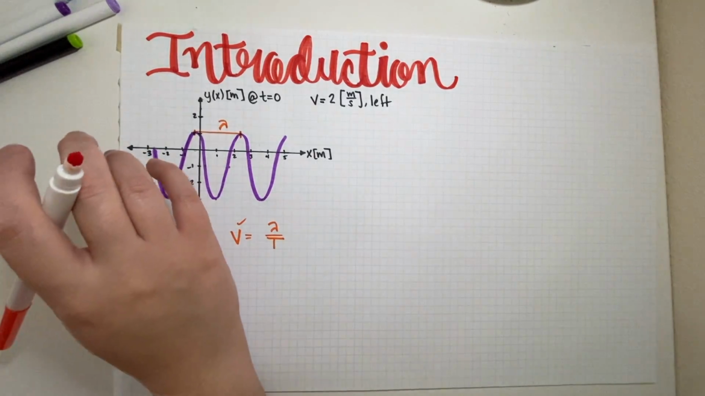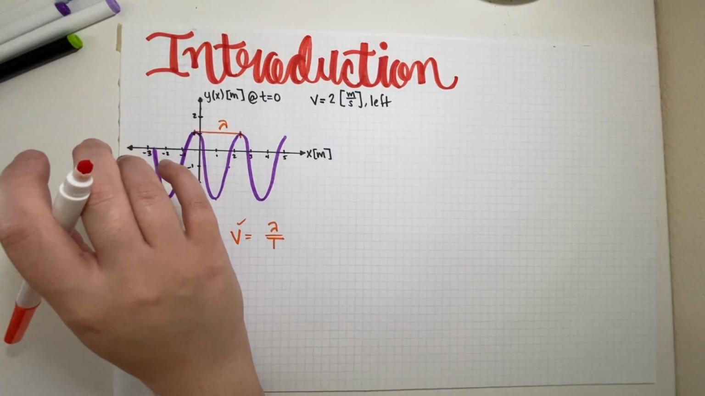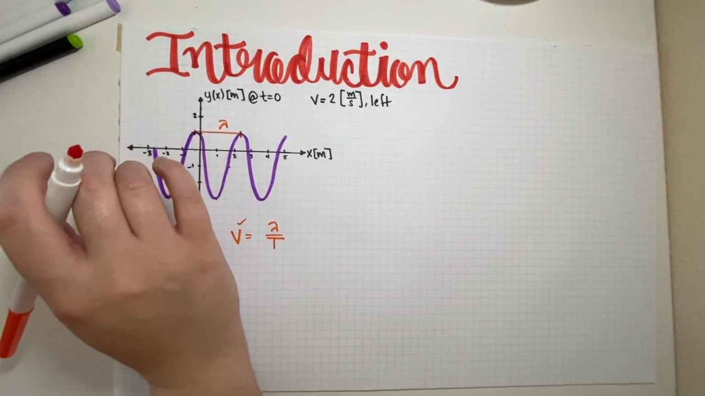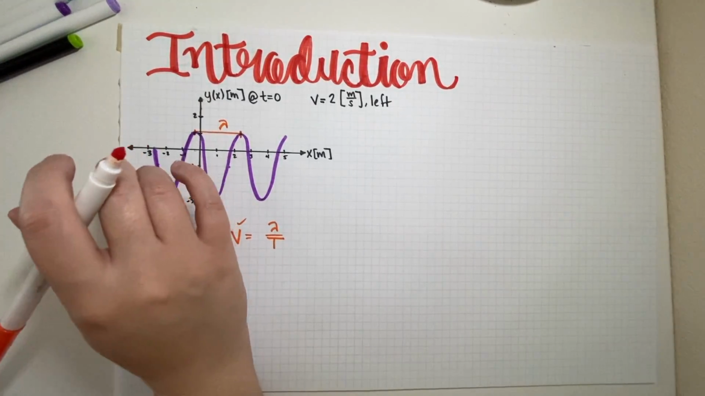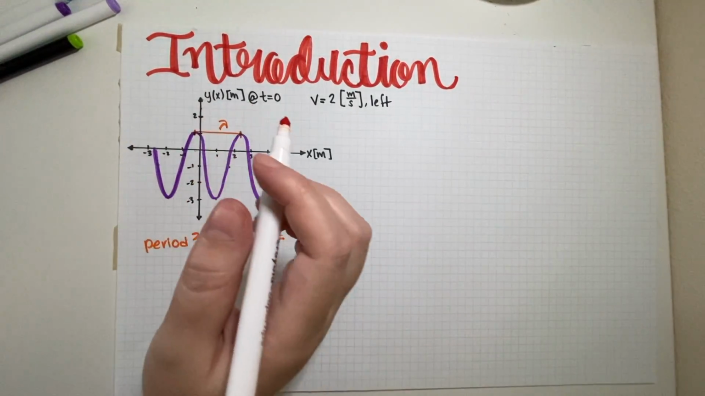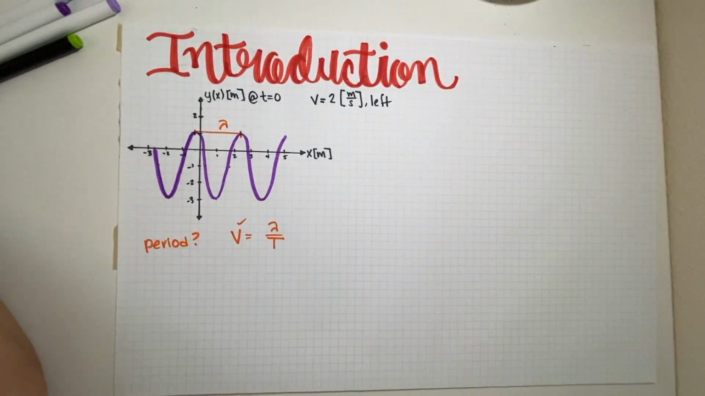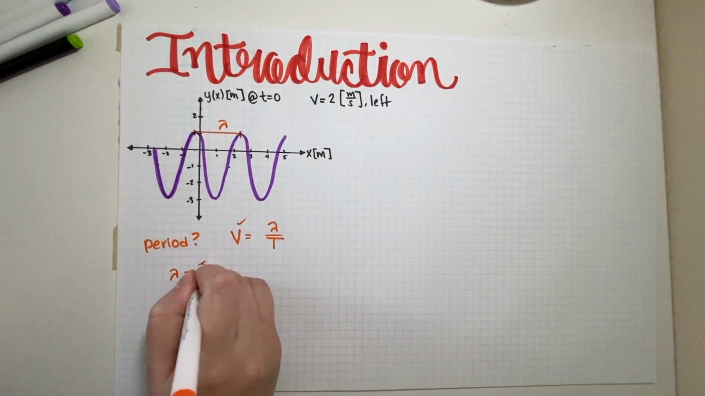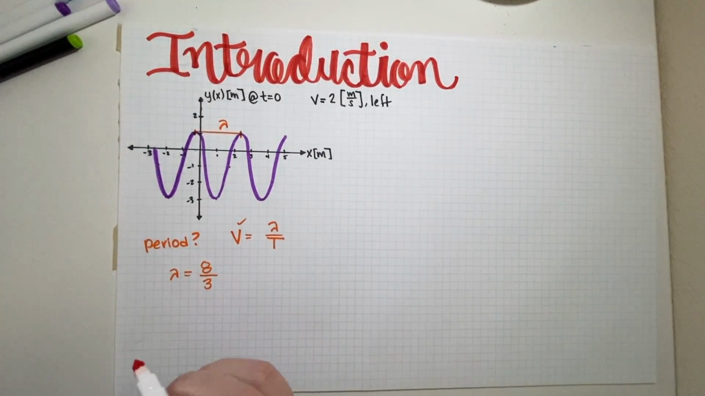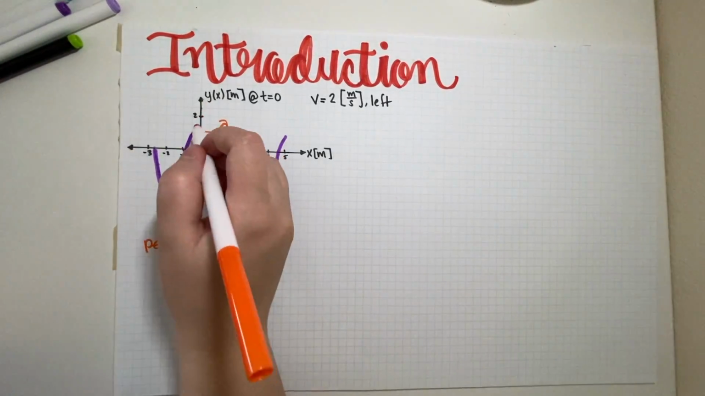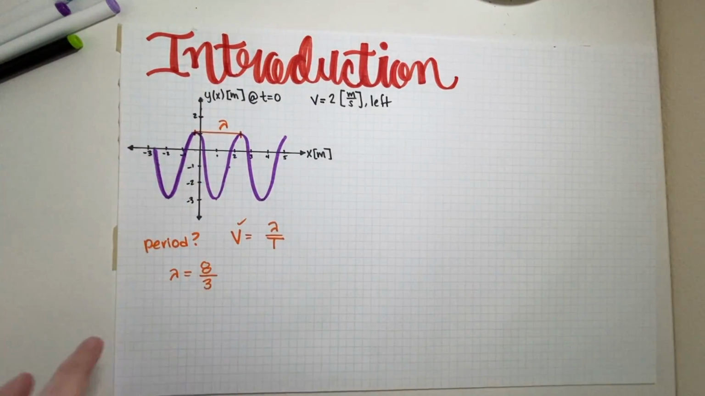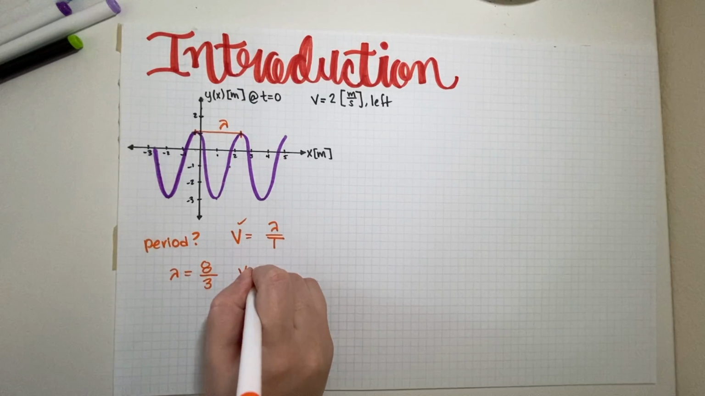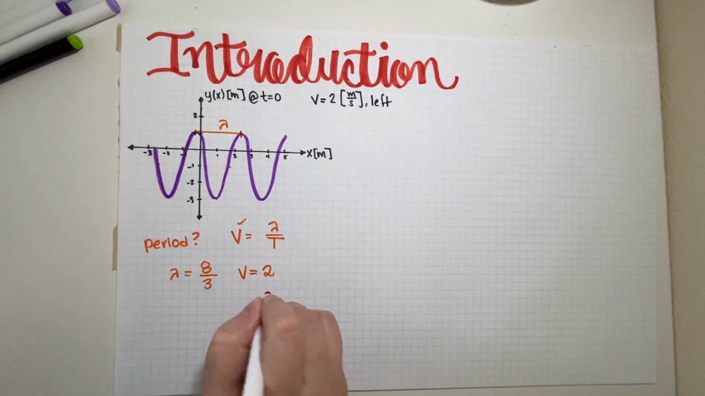But if you actually look at the original graph, the graph is divided in thirds. So if you count 1/3, 2/3, 3/3, 4/3, 5/3, 6/3, then you're going to see that your lambda is actually 8/3. Again, the graph from the original problem is divided in thirds, so you would go 1/3, 2/3, 3/3, 4/3, 5/3. So now we have this lambda, and we have a velocity of 2 meters per second.